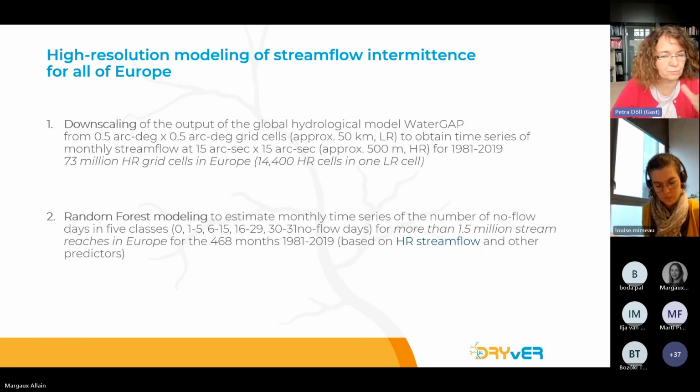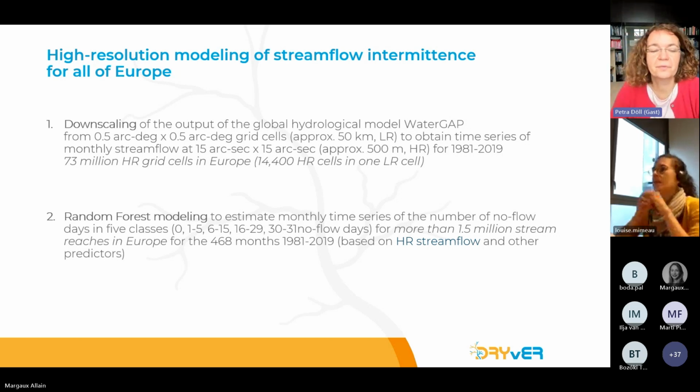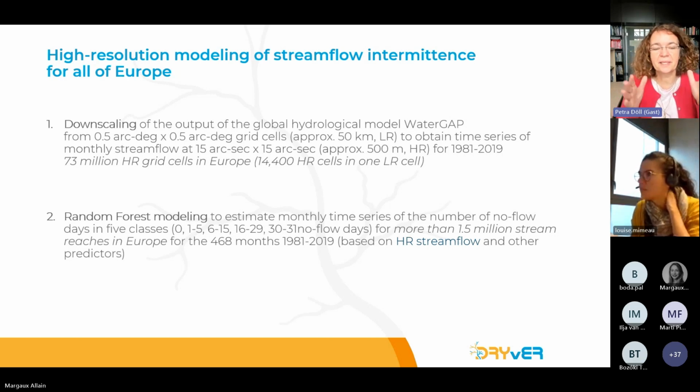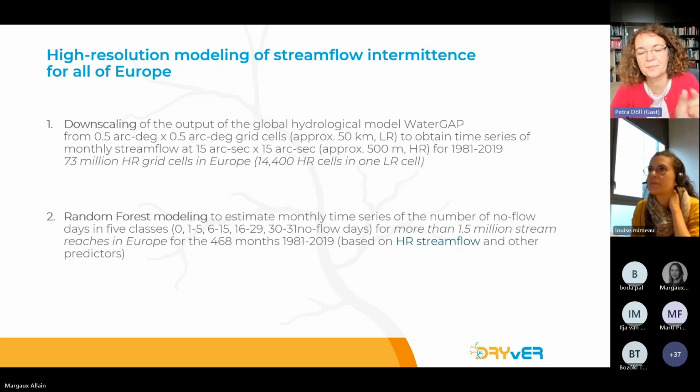And this model produces various outputs. And this output is then used to obtain time series of monthly streamflow, so monthly, not daily like in Louise's case, at the spatial resolution of 15 arcseconds, which is approximately 500 meter resolution. Of those 500 meter grid cells, there are 73 million high resolution grid cells in Europe. And so we need to downscale the information of our low resolution global hydrological model from 50 by 50 kilometers to 500 by 500 meters. That means a downscaling by a factor of 14,400, because there are 14,400 small high resolution cells in one large low resolution cell. So this is the first step that we did.